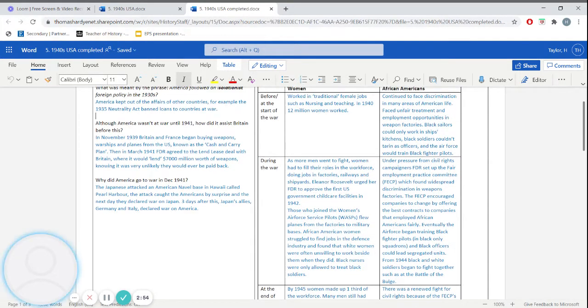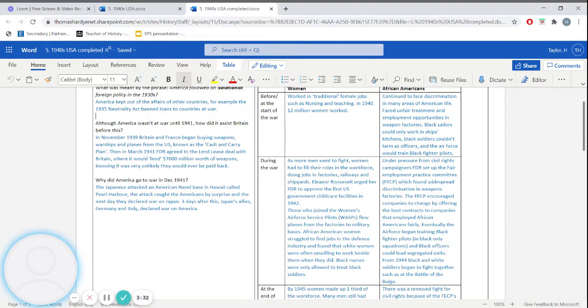So the war starts in 1939, but America wasn't involved in the war until 1941. But how did they assist Britain before this? So there are a few different ways. In November 1939, Britain and France began buying weapons, warships, and planes from the US, known as the Cash and Carry Plan. And then in March of 1941, Roosevelt agreed to the Lend-Lease deal with Britain, where he would lend up to $700 million worth of weapons, knowing it was very likely they would never be paid back for those weapons. So they were essentially giving them away.